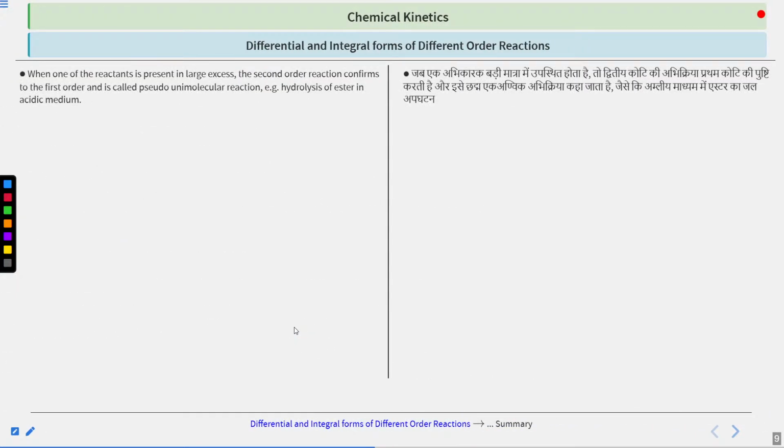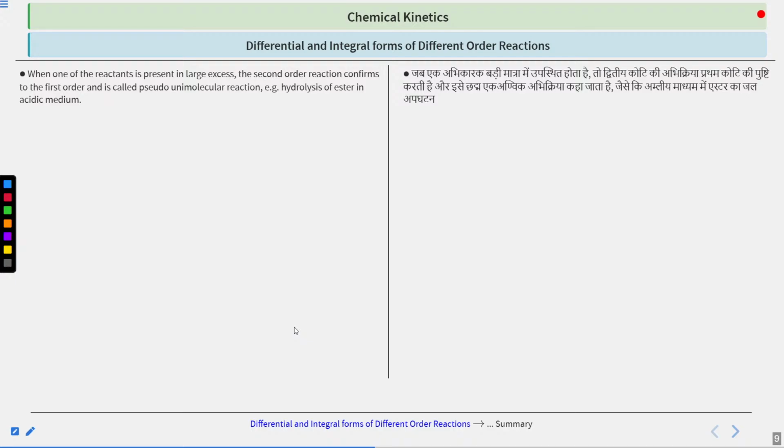When one of the reactants is present in excess, the second order reaction conforms to the first order reaction, and such reactions are called pseudo order reactions. So basically, we have earlier said that the order of a reaction can change depending upon the pressure, concentration, or temperature. Here we are playing with the concentration, increasing the concentration of one of the reactants to an excess amount.